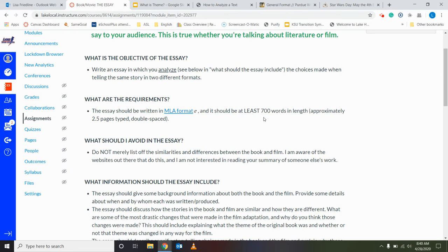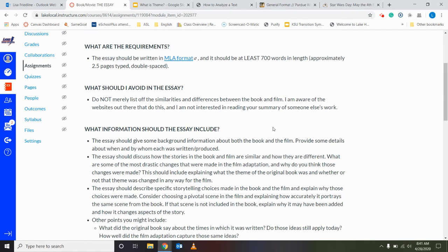It needs to be at least 700 words in length. That'll be about 2.5 pages, typed, double spaced. We do not want you to just list similarities and differences between the book and the film. We know you can find those anywhere. We want you to really analyze your book and your film. We don't want a summary from eNotes or SparkNotes or anything like that.